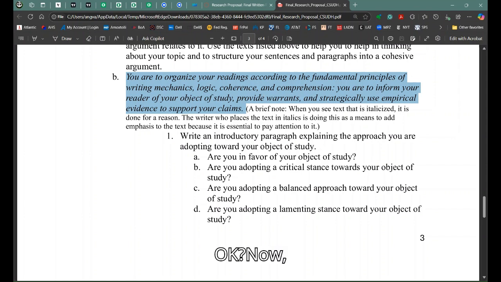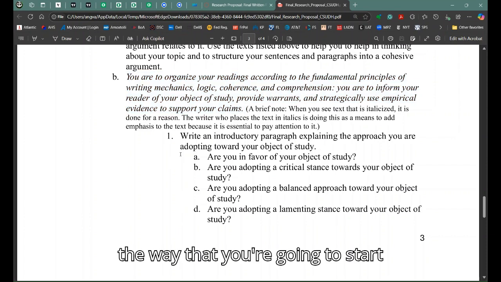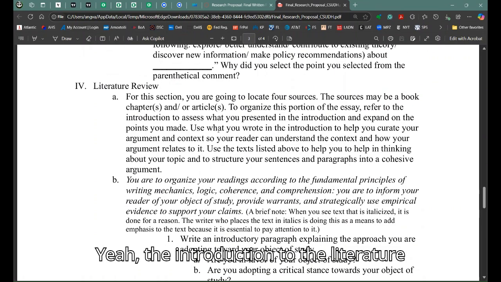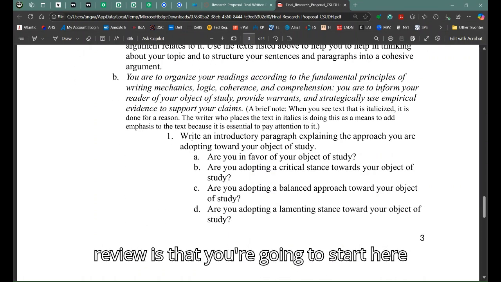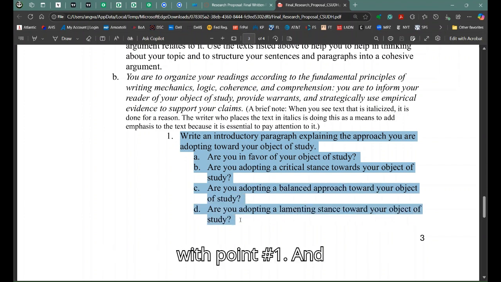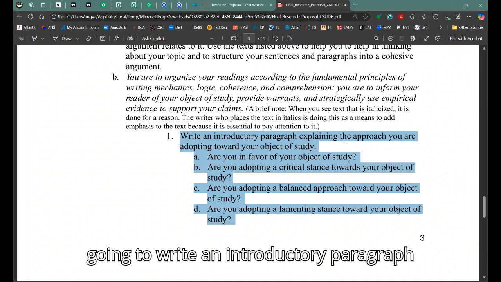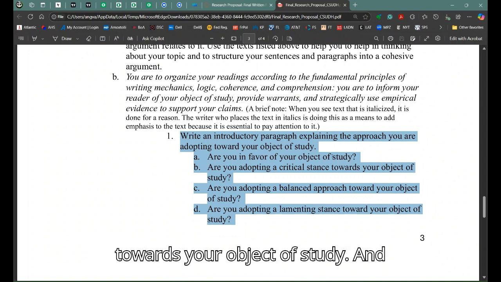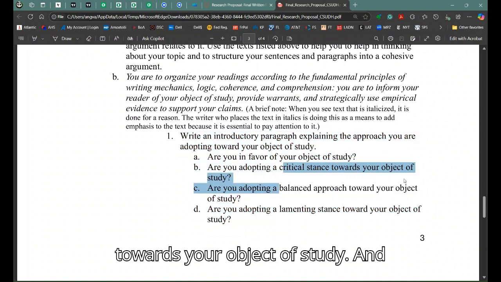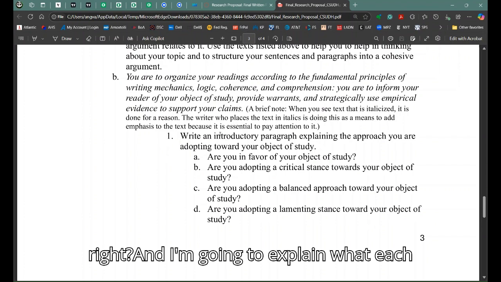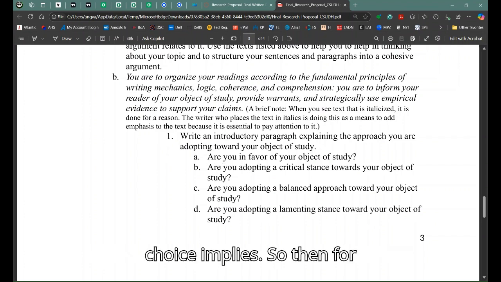Now, the way that you're going to start writing the introduction to the literature review is that you're going to start here with point number one. You're going to write an introductory paragraph explaining the approach you are adopting towards your object of study. And here you have four choices, and I'm going to explain what each choice implies.